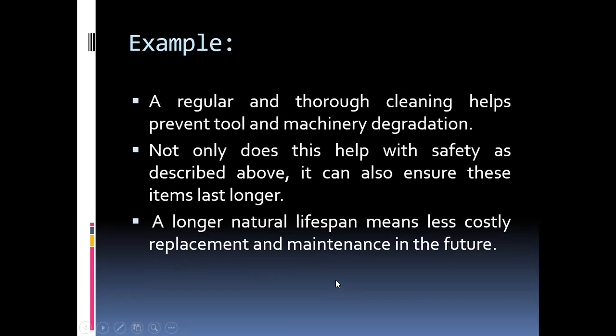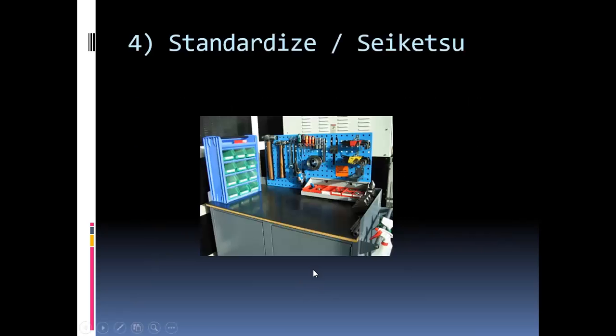Here an example is given. We need to follow a regular, thorough cleaning stage in order to prevent the failure of tools and machinery due to natural degradation, such as corrosion. Every day we have to clean the machines and tools so that we can extend the lifetime of the tools and machines as long as possible.